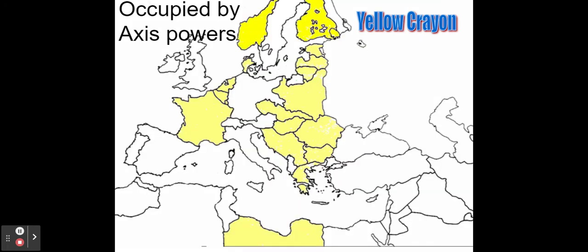Now, remember, I told you to draw some red stripes across France because technically France is an occupied country. But the underground French resistance is going to help the Allies. Okay, so that's why I said I would draw some red stripes through France because it is occupied by Hitler and the Axis powers, but they are going to help out the Allies.